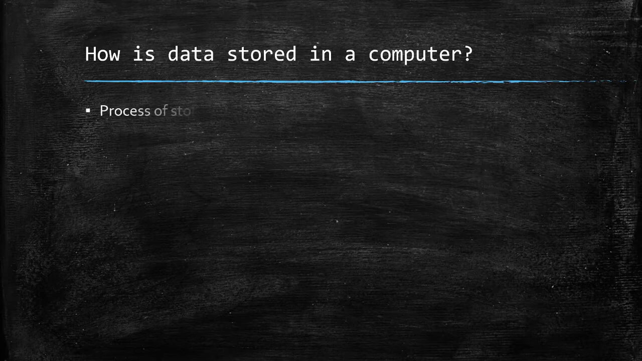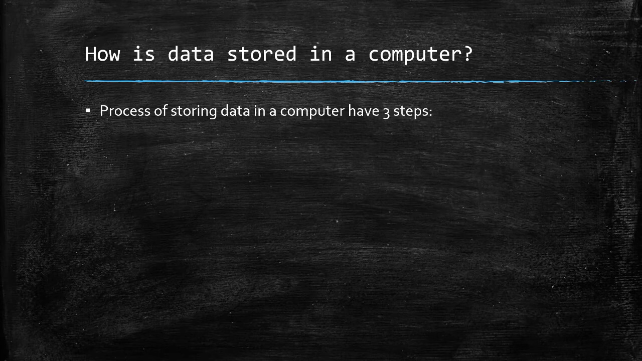The process of storing data in a computer has three steps. First, the input data is given through input devices, and we have to convert the input data into binary numbers. We all know the computer understands only zeros and ones, binary digits. So first, convert input data into binary numbers.